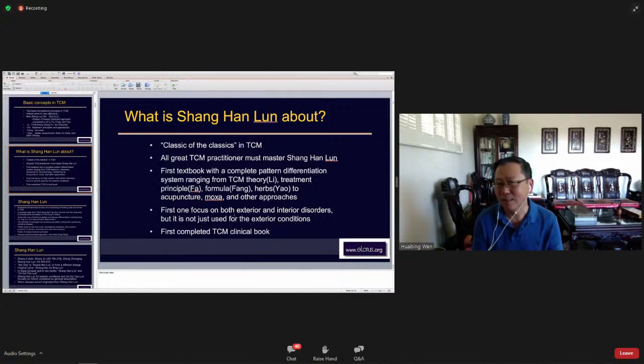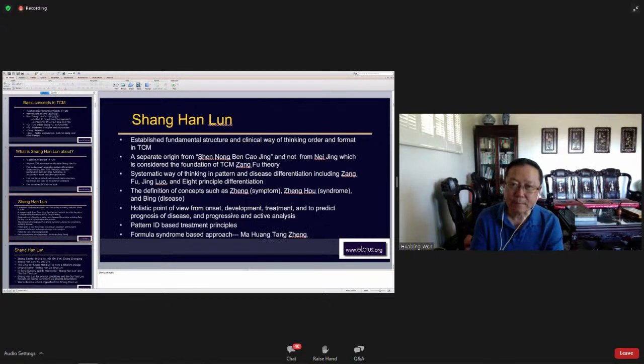But in Shang Han Lun, it's different. Just the Shang Han Lun part has about 113 formulas. So we'll continue. That established a fundamental structure and the clinical way of thinking, order and format in TCM. The way it describes the pattern starts with the symptoms and the history. They have Shang Han, it's been a couple of days, and what happened? What symptoms are present right now?